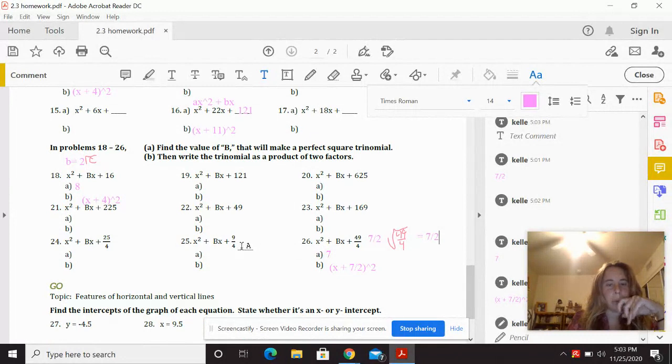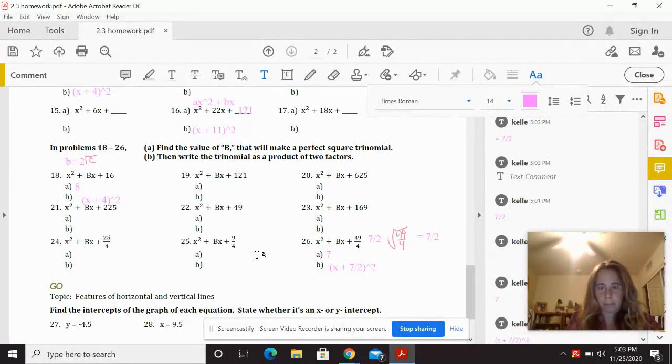So then let's do this one real quick. Not the whole problem, but if you're going to take the square root of 9 over 4, think about it, what would that be? Take the square root of 9. What number times itself is 9? 3. And what number times itself is 4? 2. So that would be 3 over 2. And then to find b, you would multiply that by 2, which would be 3.